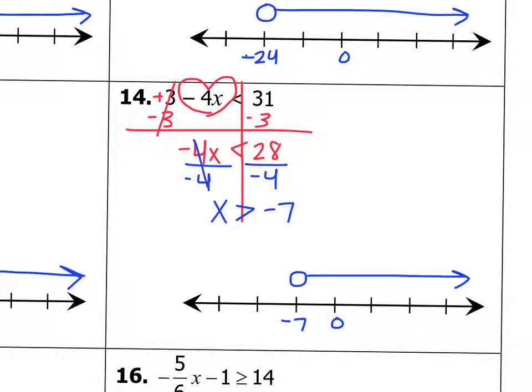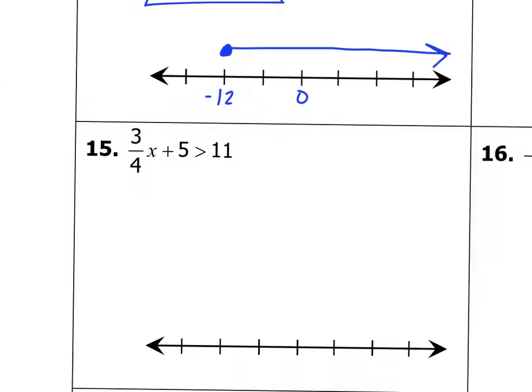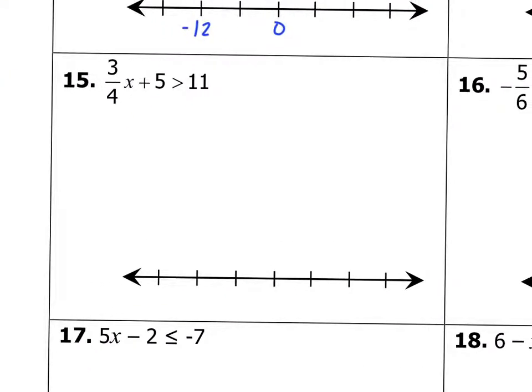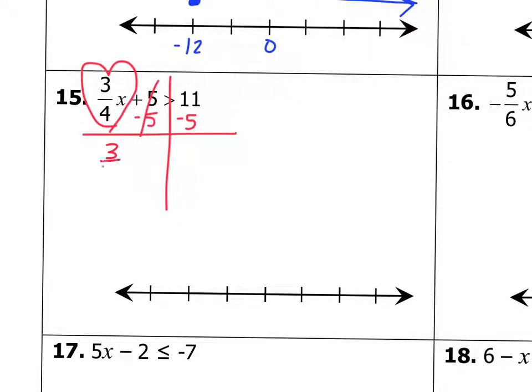Okay. We're going to do just 3 more, and then we'll be done. So go to 15. Oh, this is tricky. Who remembers how you get rid of a fraction? Multiply by the reciprocal. So here's my line. I subtract 5 from both sides. So 3/4 x is greater than 6.